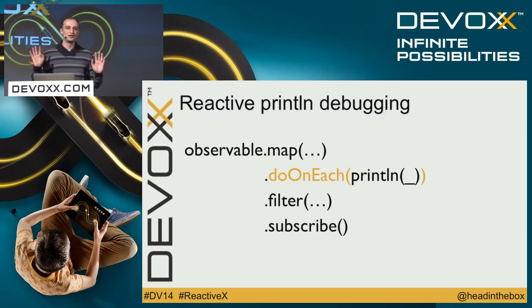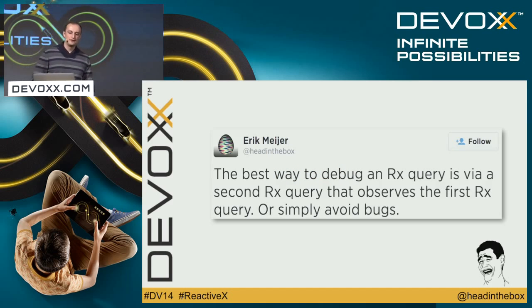I'm not disputing the power of print line debugging, but it just takes you up to a certain level. To quote Erik Meijer, the best way to debug an Rx query is via a second Rx query that observes the first Rx query, or simply avoid bugs. Now, I'm not the type of person that can avoid bugs in all cases, so I just have to go with the first option.